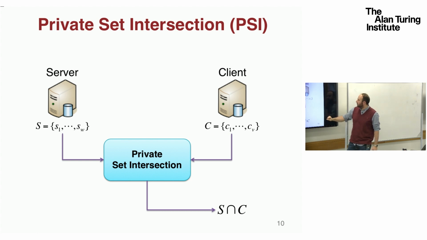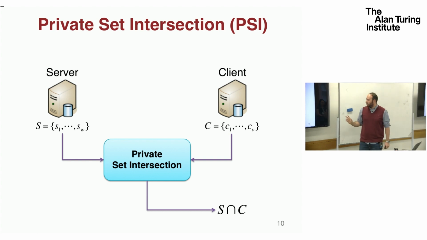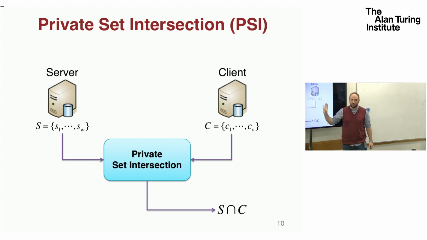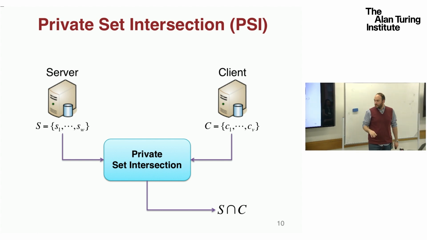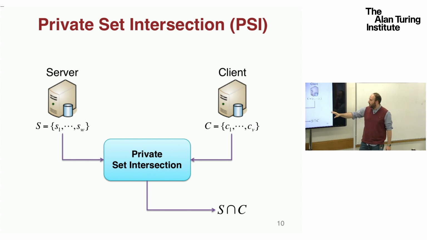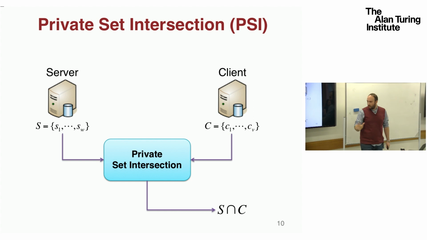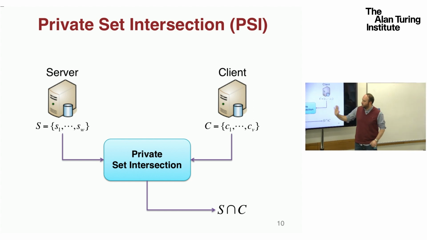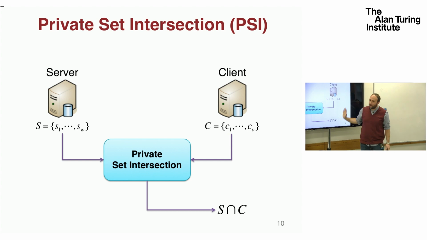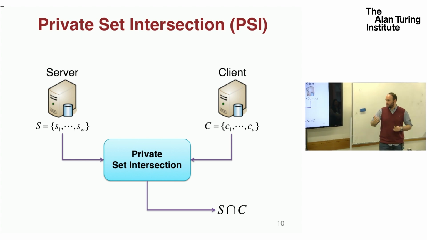So the client, the party that learns the intersection, will not learn any items in the server's set that are not in the client's set as well, so that are not in the intersection. And in this setting, the server learns nothing, so it will not learn anything about the client's set. There are obviously versions of this functionality where both parties learn the intersection. But for now, let's just consider this asymmetric setting where only one party gets the intersection. That's why I call them server and client. The client gets something, the server doesn't.